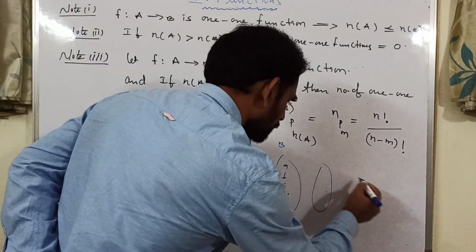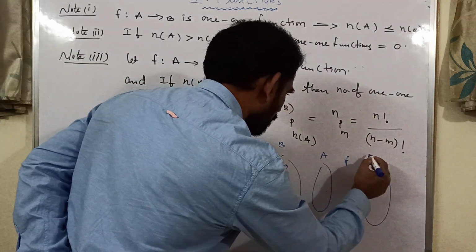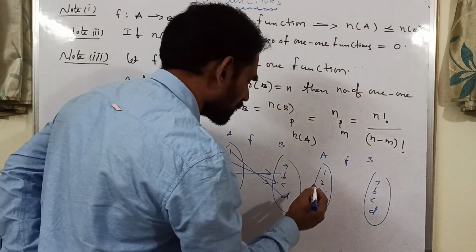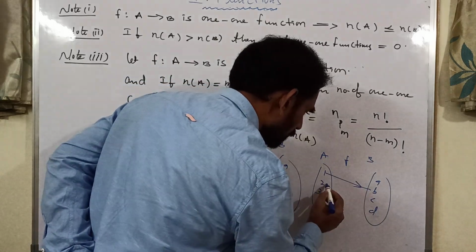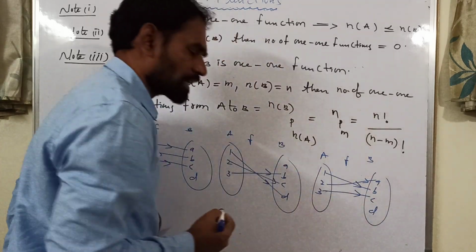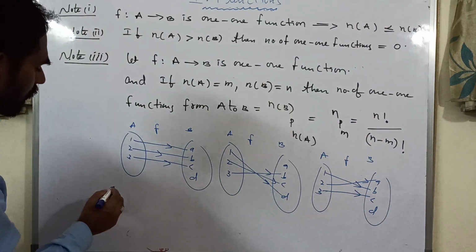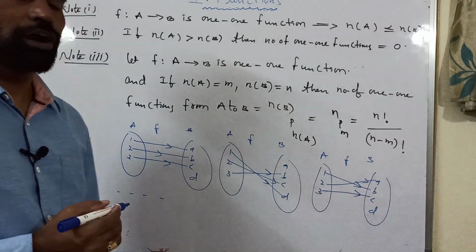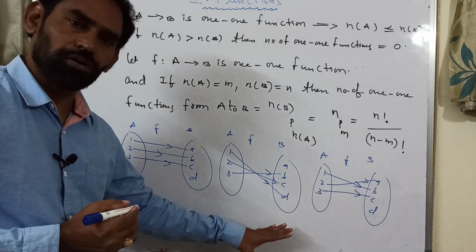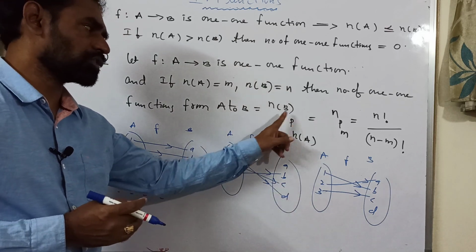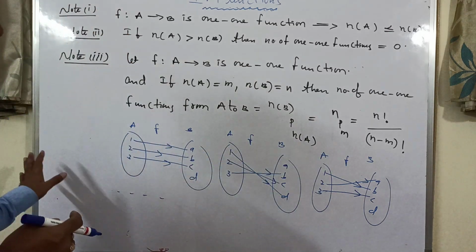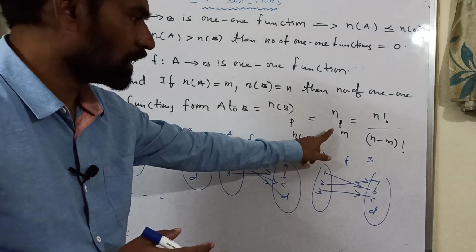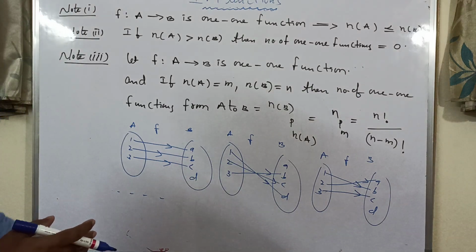Same example again: 1, 2, 3 and A, B, C, D. I take 1 to B, 2 to A, 3 to C. This is another way, and so on we can write like this. We can draw the diagram and make it a one-one function. How many one-one functions are there? Drawing like this, we can't draw all the diagrams here on the board. That is difficult. So using this formula we can identify the number of one-one functions from A to B.